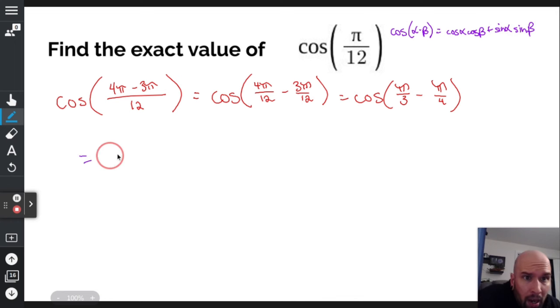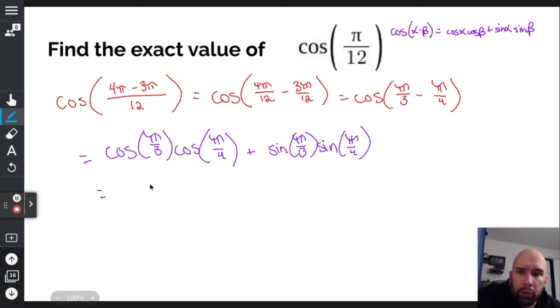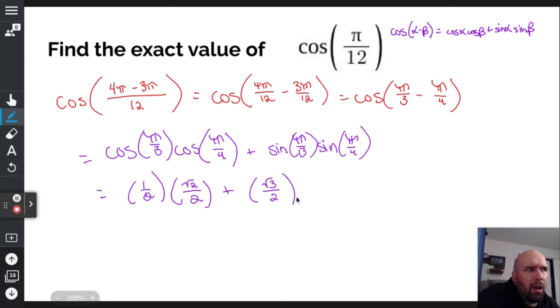So this is going to end up being cos pi over 3, cos pi over 4, plus sine pi over 3, sine pi over 4. Cos pi over 3 is a half. Cos pi over 4 is root 2 over 2. Plus sine pi over 3 is root 3 over 2. I have to think about that one. And then sine pi over 4 is also root 2 over 2.